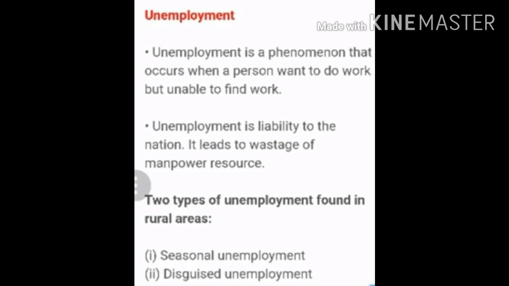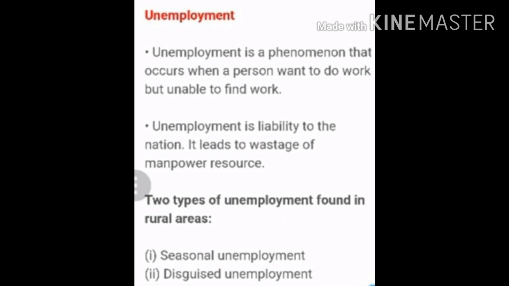If we discuss seasonal unemployment, it is totally related to agricultural activities, and as you know, dear students, agriculture is a seasonal activity. So after completing the harvesting and after completing the sowing of seeds, farmers and laborers are also free. It means their demand is only for the seasons.